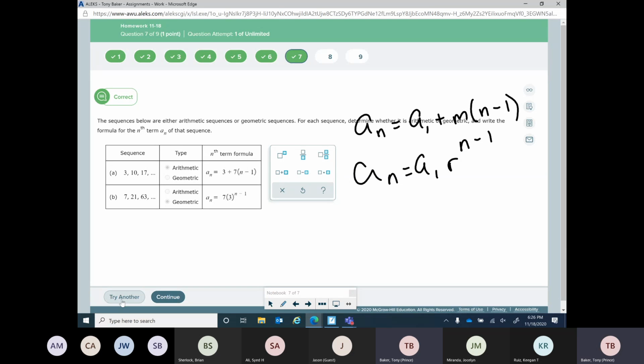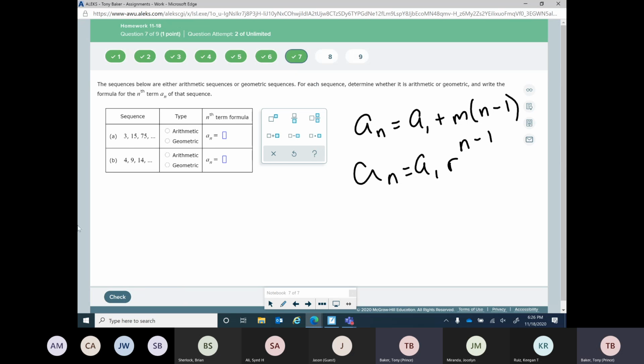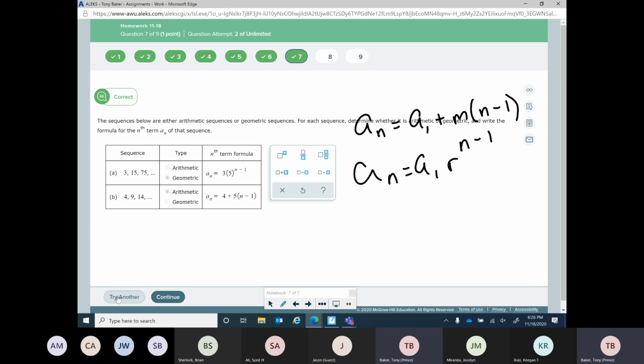All right, let's do one more of those. So this first one, 3, this is multiplying by 5. So it's geometric. And again, it's the first term, so it's 3, and then 5 raised to the n minus 1 power. This one looks like we're adding 5 to it, so it's arithmetic. And it's going to be 4 plus 5 times n minus 1. And it doesn't always have to be one of each, so don't automatically assume that when you're doing it.